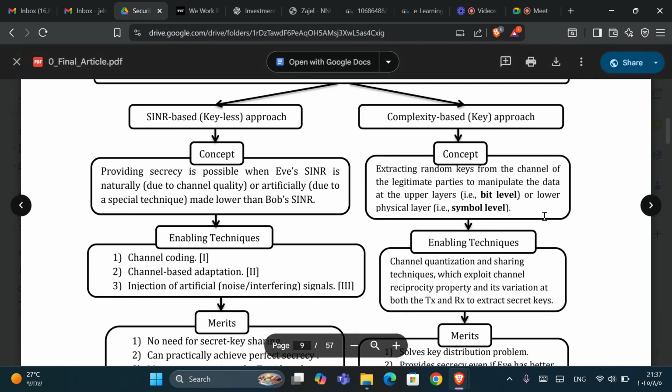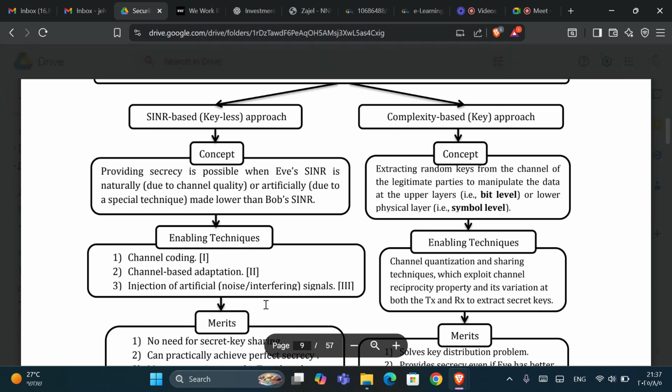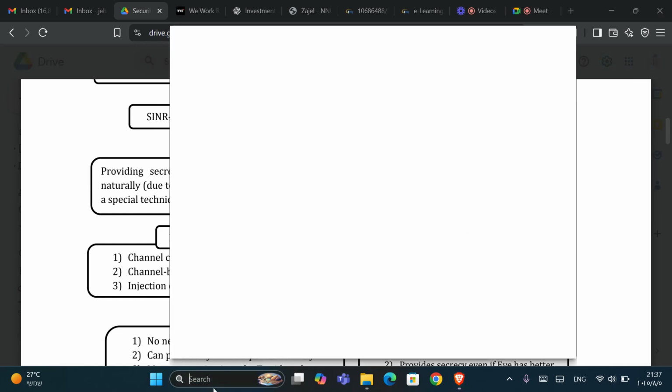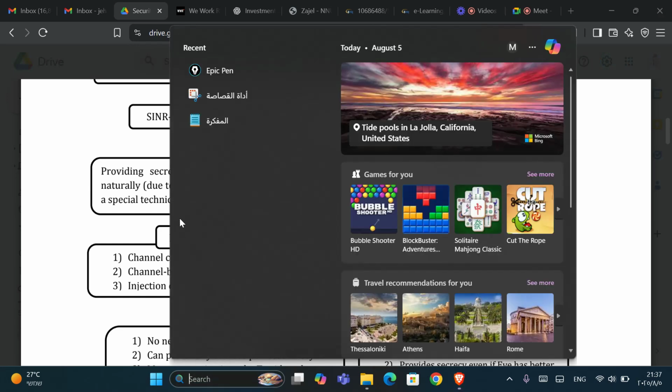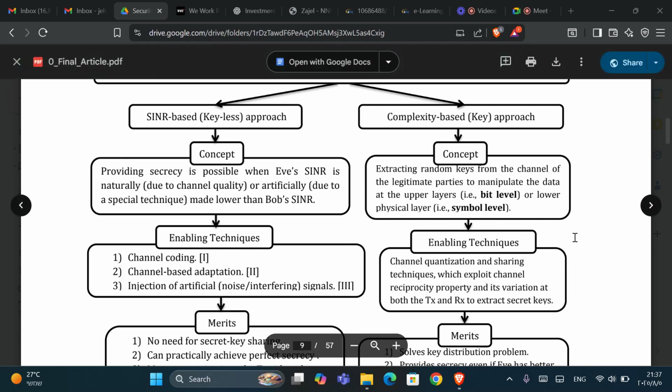So it's extracting random keys from the channel of the legitimate parties to manipulate the data at the upper layers, bit level, or lower physical layer, symbol level. So this is basically the main concept of the complexity-based key approach. Now let's explain this by drawings and visualization for you to understand how this really works in real life scenarios.